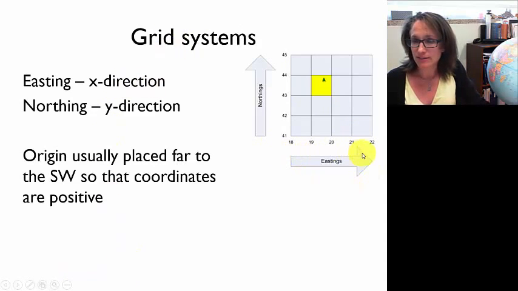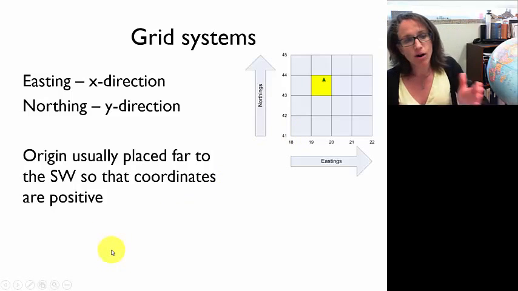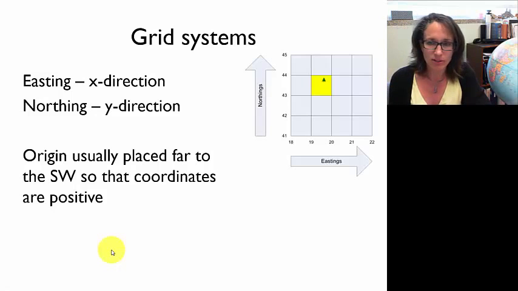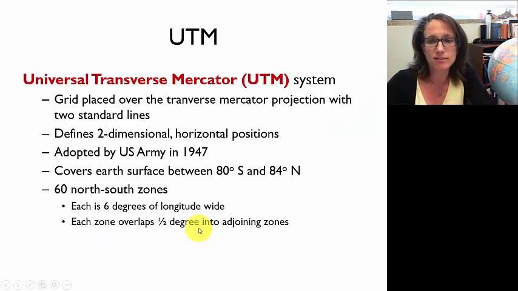Our easting is the x-axis, our northing is the y-axis, and usually our origin, our 0, 0, we place way to the southwest, so that we're always using positive coordinates. So we don't want to have to deal with negative coordinates. So we want to make sure the origin of our grid is placed far to the southwest so that we only have positive coordinates. So that's the grid coordinate system, or often it's called a projected coordinate system.